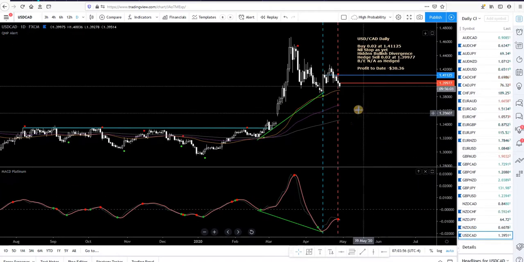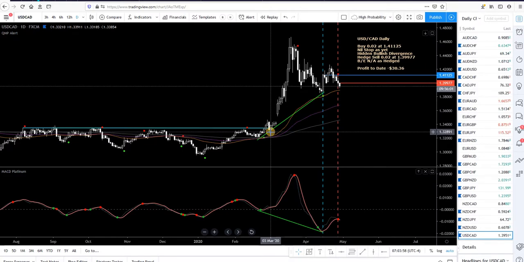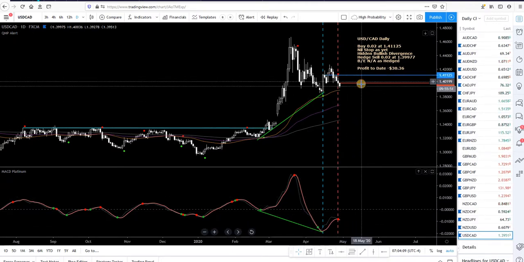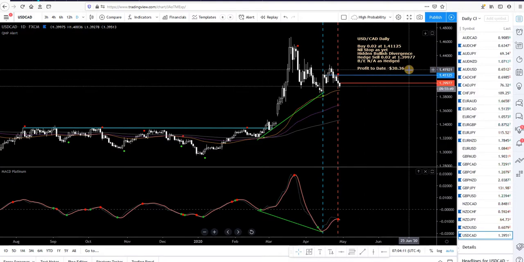USD CAD, what I'm in here. I took a buy here based on hidden bullish divergence. And I took a hedge sell, and MACD platinum still below the zero level, so looking for another buy signal. So locked in a loss between those two at the moment. This is one pair I do struggle with. That's why I'm down. I'll have to check that Aussie Swiss. I don't think I should be down on that, but maybe I am.